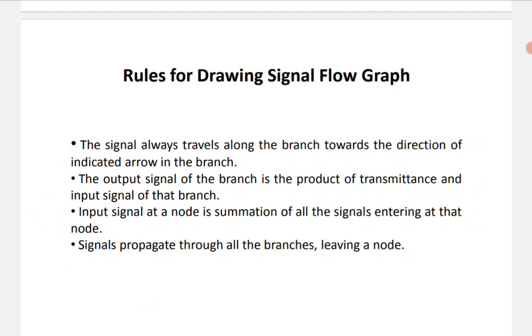Now, rules for drawing SFG, that is signal flow graph. The signal always travels along the branch in the direction of the indicated arrow. The output signal of the branch is the product of transmittance and input signal of that branch. Input signal at a node is the summation of all the signals entering that node. Signals propagate through all the branches leaving a node.